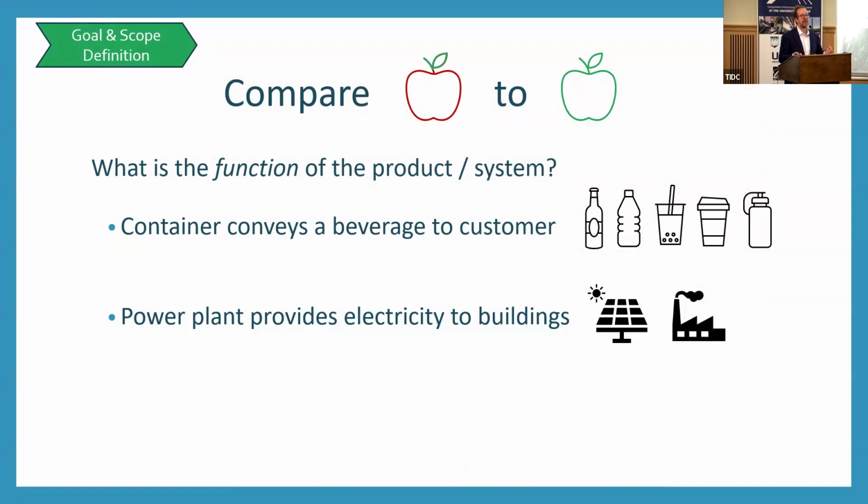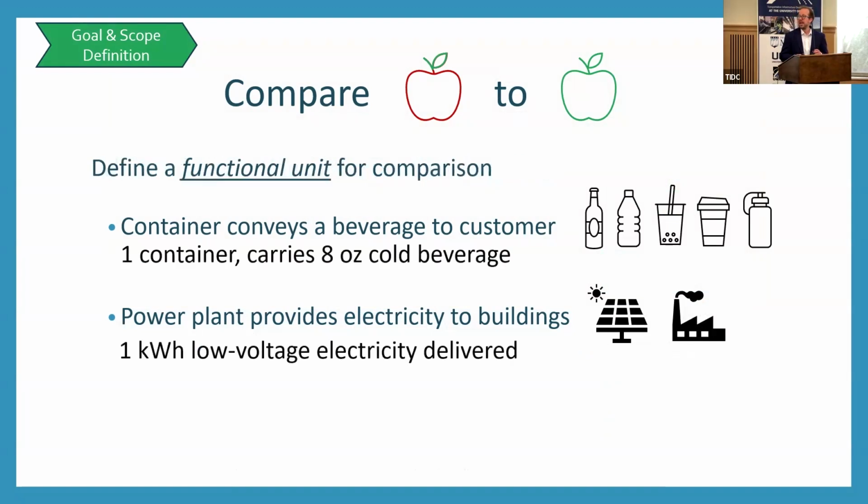So consider you would like a beverage to go with you. There's a lot of ways you can convey that beverage to you as a customer. You could have a bottle of glass or plastic or a cup. And then maybe you need electricity, as we all do. You could get your electricity from solar or from a power plant. And what we need to have is a functional unit. So you'll see these within LCAs.